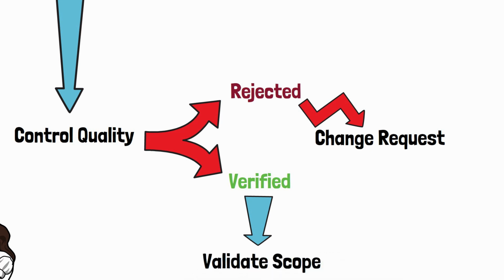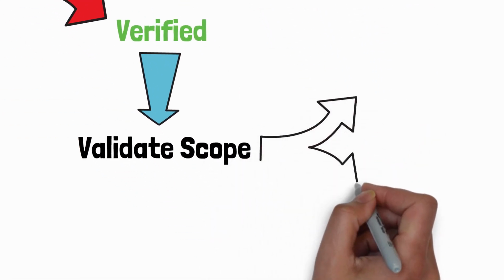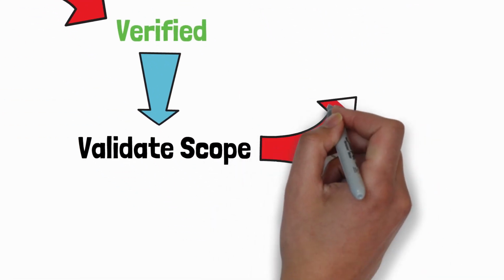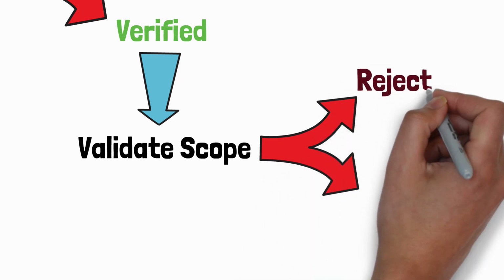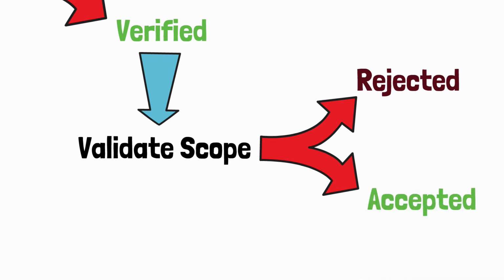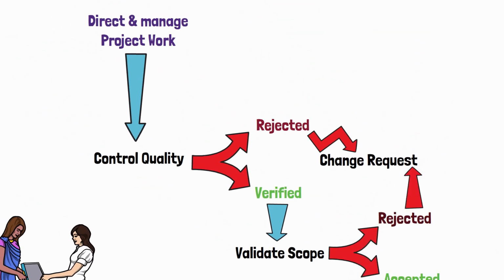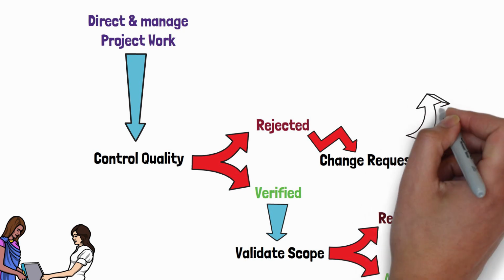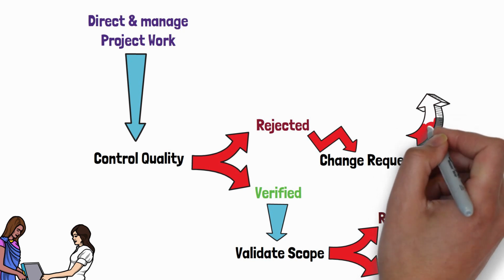So validate scope has verified deliverables as an input. Once again, two things could happen. This validate scope is performed by the customer. The customer could reject the deliverable, or they can accept it. Once again, the rejected ones definitely need a change request. So you create a change request because you need to go through the CCB, or the change control board, to do the necessary changes.